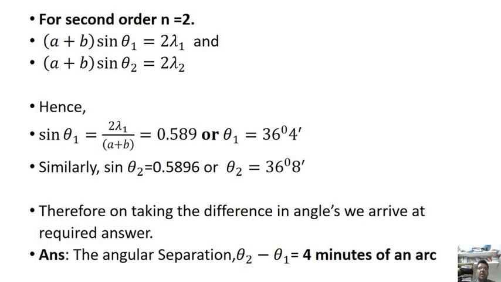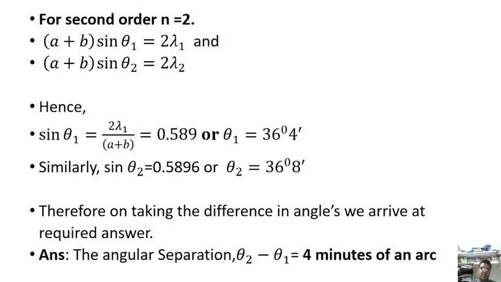Now let us come to the second order, n is equal to 2. The formula we already know: a plus b of sin theta 1 is equal to 2 lambda 1, and a plus b of sin theta 2 is equal to 2 lambda 2. Hence sin theta 1 is equal to 2 lambda 1 by a plus b.